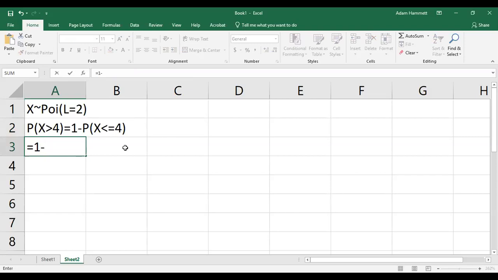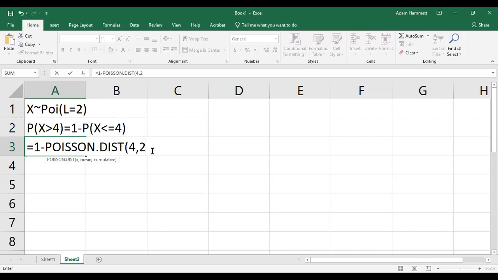What you do is you just start typing what you think the distribution is that you want. In this case, it's the Poisson. So you start typing POI, and you see Poisson distribution. What's the x value that we're interested in here? Well, x equal to 4. I want to go all the way up to 4.